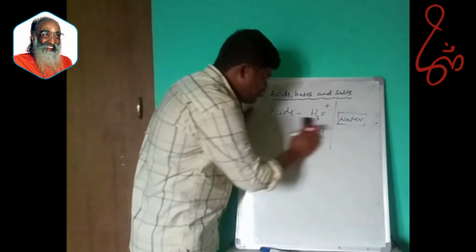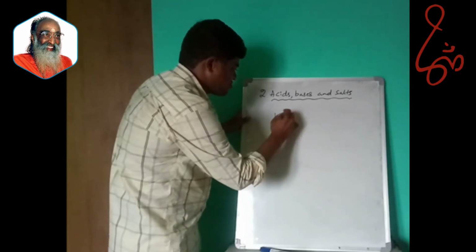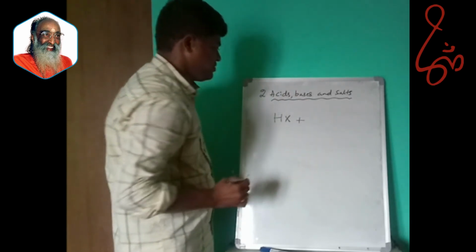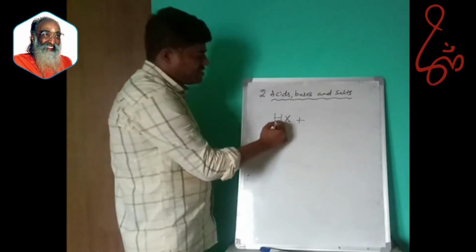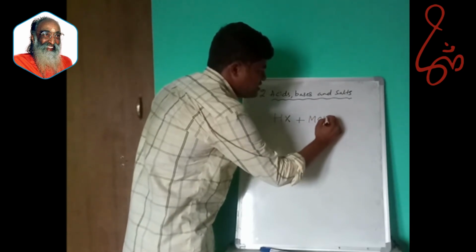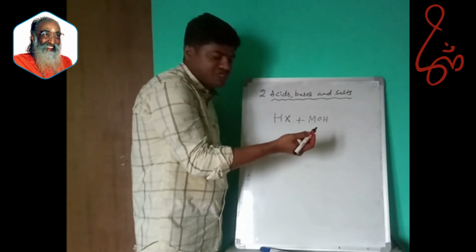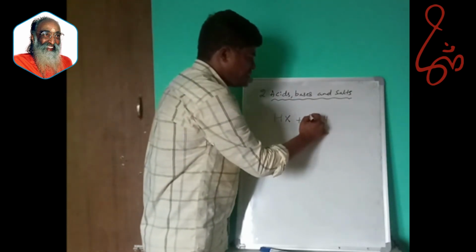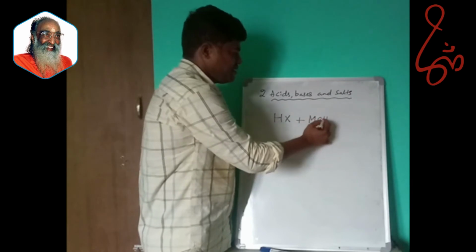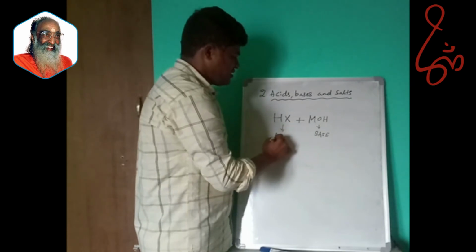I am representing an acid as HX like this. HX is nothing but any acid; it can be HCl, HNO3 or something else. I am representing a base as MOH. M can be Na, or Ca with OH taken twice, anything. This is the general representation of an acid, HX, and the general representation of a base, MOH.